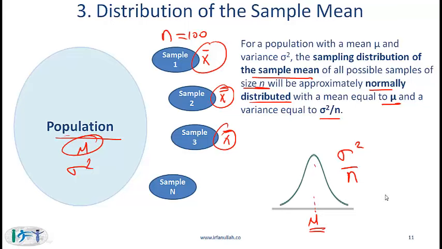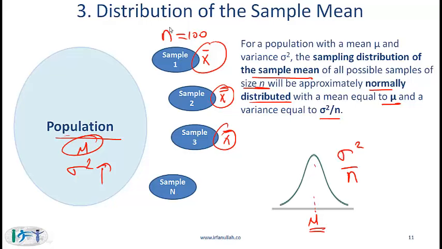In terms of the variance, think of it this way. If the population has a very high variance, so the population data is spread out a lot, then you would expect x bar to also be spread out. In other words, the distribution of x bar would also have a high variance. That is why we have sigma squared in the numerator.